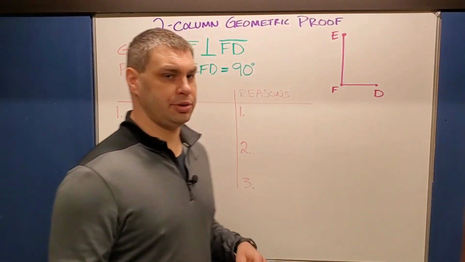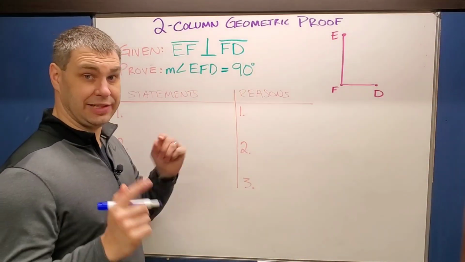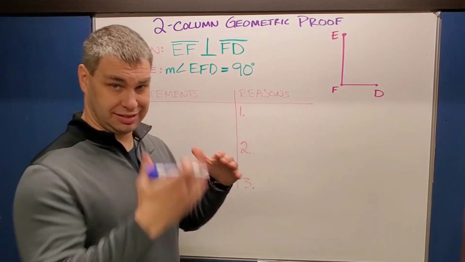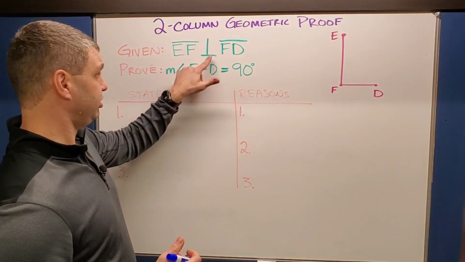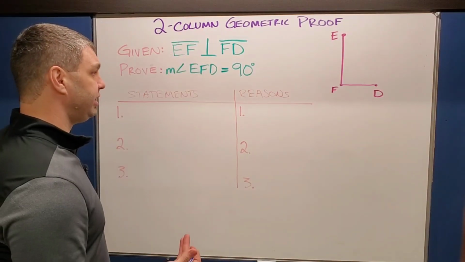In this problem we have a two-column proof, and it's asking us to prove that the measure of angle EFD is equal to 90 if we're given that EF is perpendicular to FD. So that symbol, with a line and then an upside down T, means perpendicular.